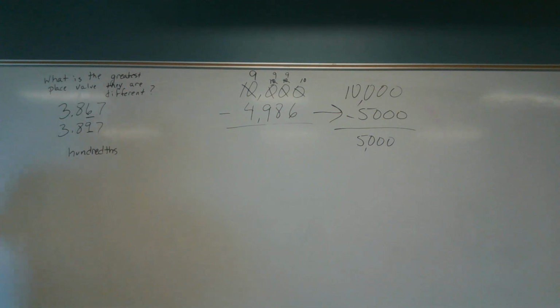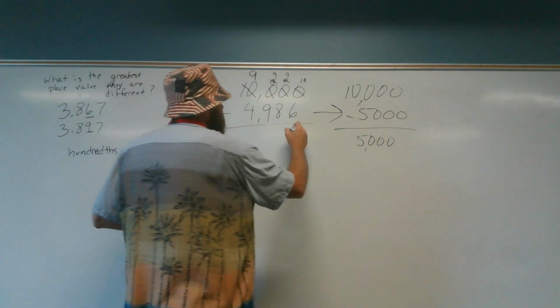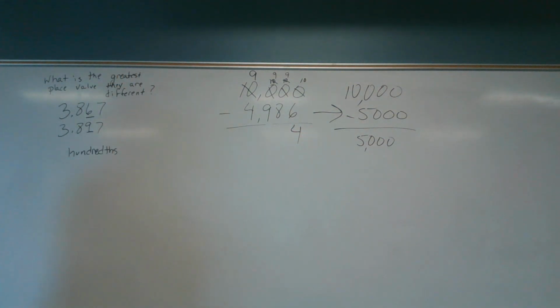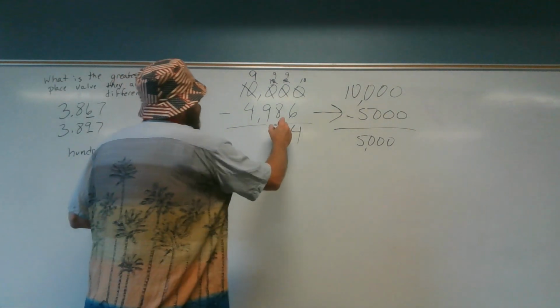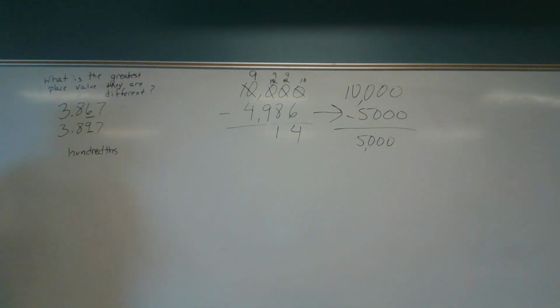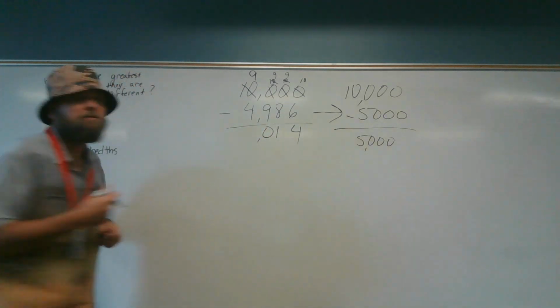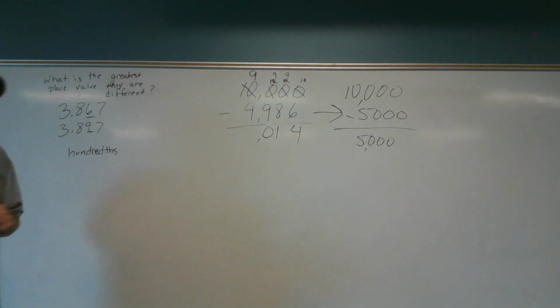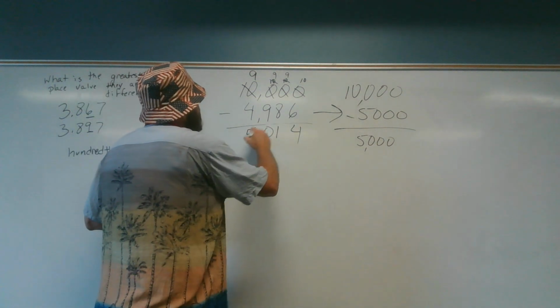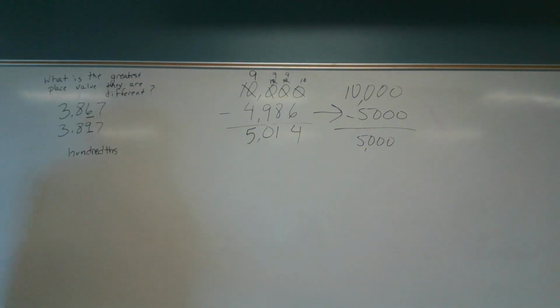10 minus 6 equals 4. So I have 4 ones. And then 9 minus 8 equals 1. So I have 1 ten. And then 9 minus 9 equals 0. I have 0 hundreds. And then 9 minus 4 equals 5. And I have 5 thousands.